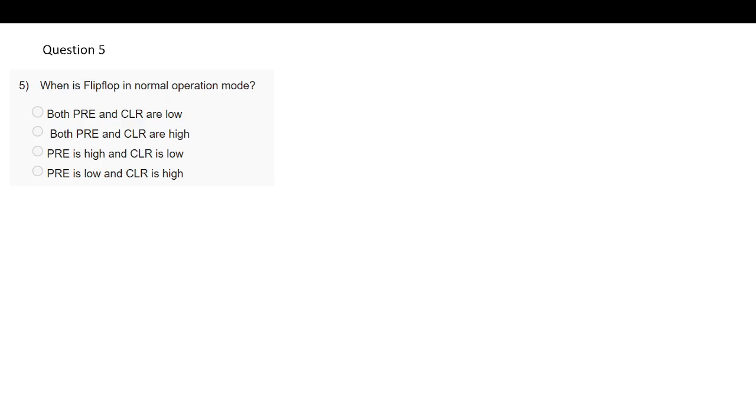Next question, when a flip-flop is in normal mode, that is when it is not given as active low or high. So we assume that when both preset and clear are 1, then it is going to perform the preset or clear operation. And if it is 0, then it is going to perform the normal operation. So preset and clear are low.